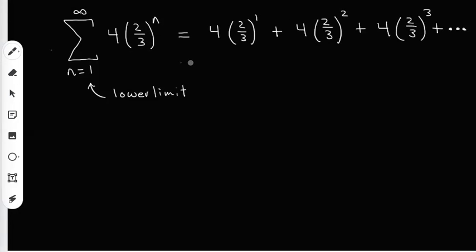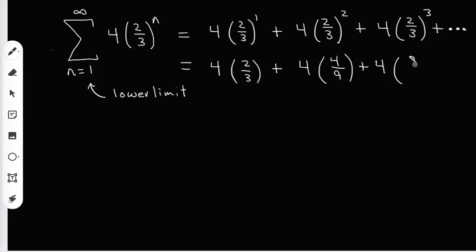Now what I can do from here is I can calculate the value of each term. I would just have to take 2/3 to the exponent that I'm given. So this will just be 2/3. Over here, if I square 2/3, I'm going to get 4/9. And over here, if I cube the 2/3, I'm going to get 8/27 plus ... at the end.